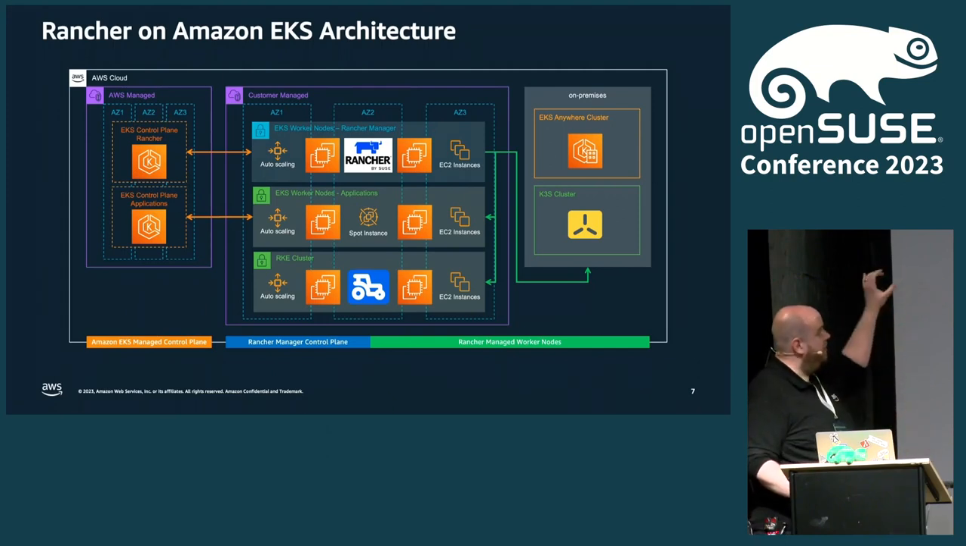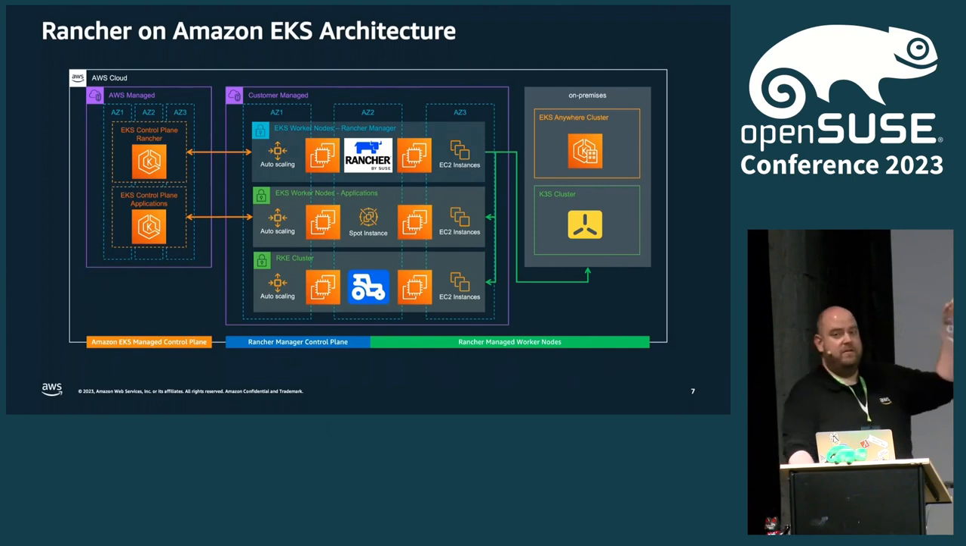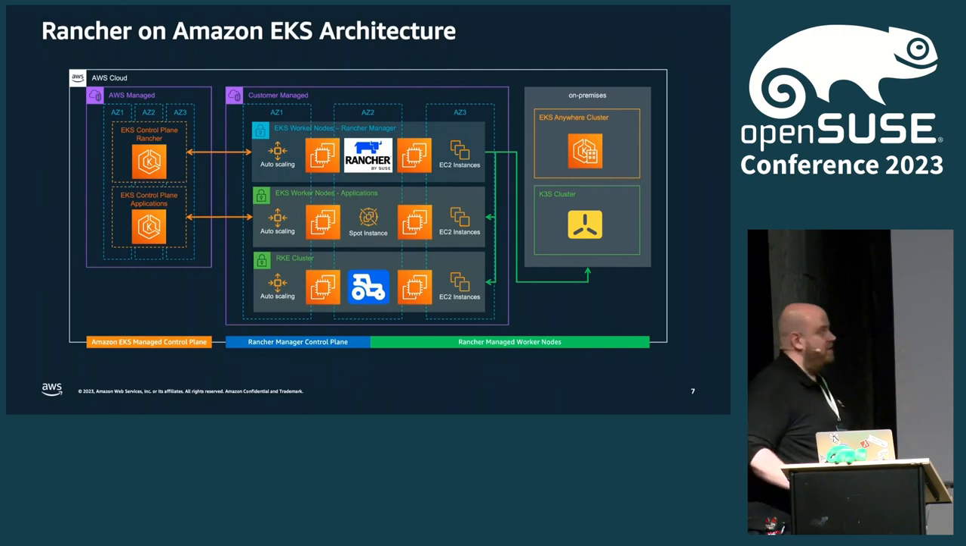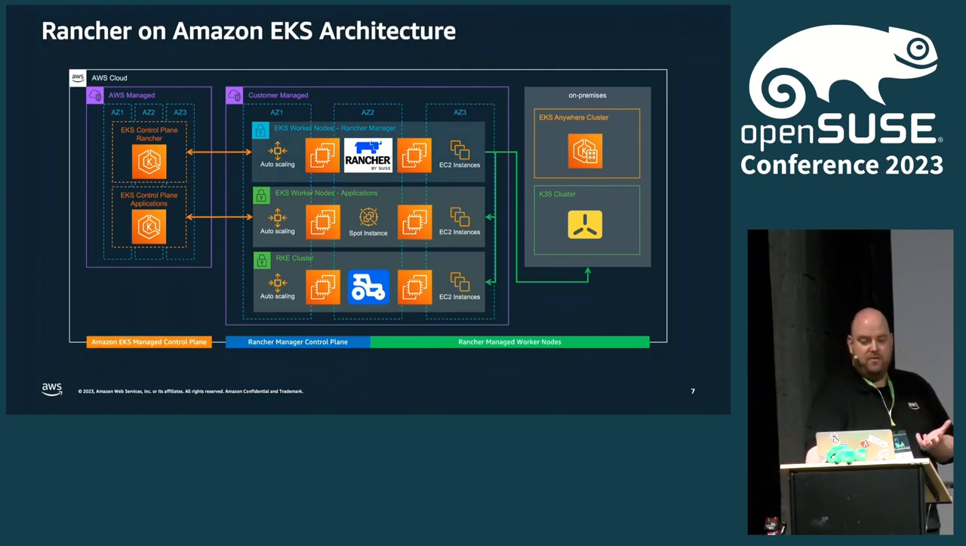And on the top layer, we have a dedicated EKS cluster for the management plane for Rancher. So Rancher runs on EKS. EKS manages the whole cluster. And then in the middle, we have another EKS cluster. But this time, this cluster is deployed and managed directly by Rancher. So that's one of the integrations. Rancher is actually capable to deploy resources like EKS and manage them.